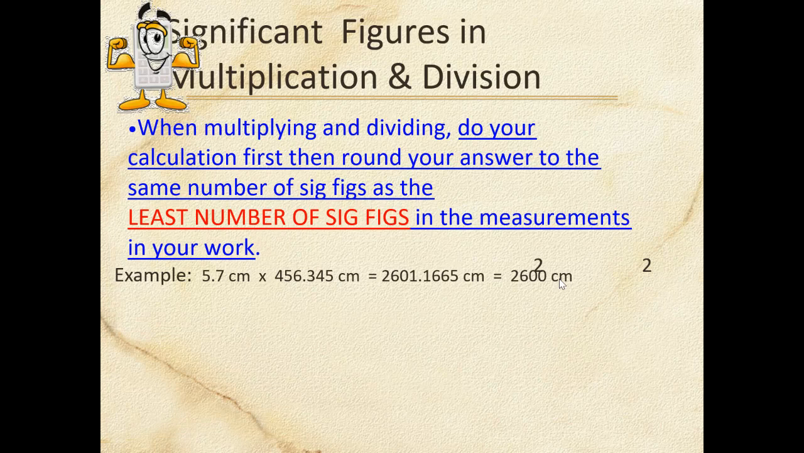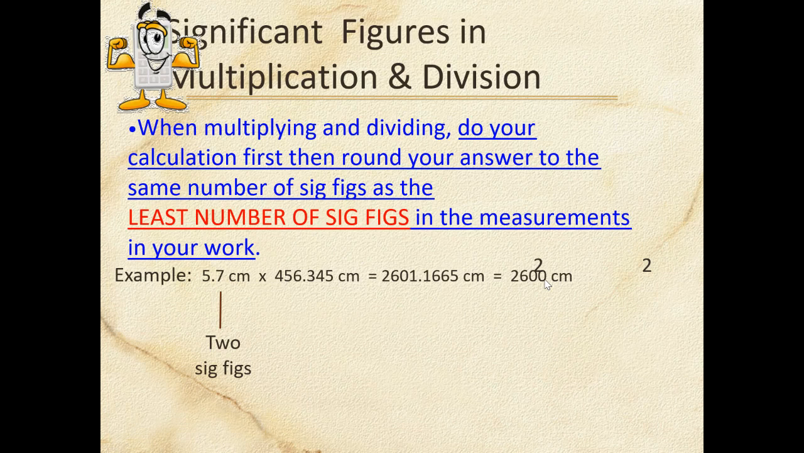So here's our example, 5.7 centimeters times 456.345 centimeters equals 2,601.1665 centimeters. We round that to 2,600 centimeters.